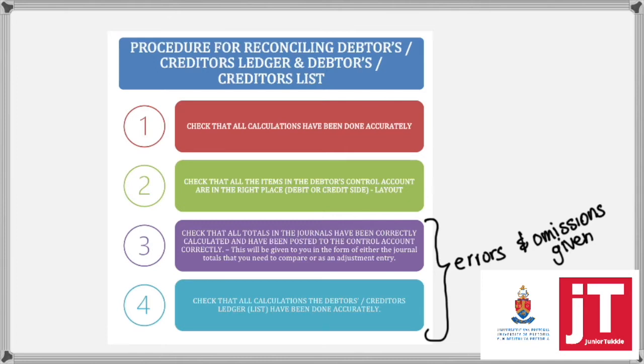Step 2 is then checking the items on the debtors control account, everything in the right place. So are the debits on the debit side, credits on the credit side? In other words, checking your layout. And then step 3 and 4 is usually given to you in the form of errors and omissions that you have to take transaction by transaction and make a correction. So let's go. Step 1.